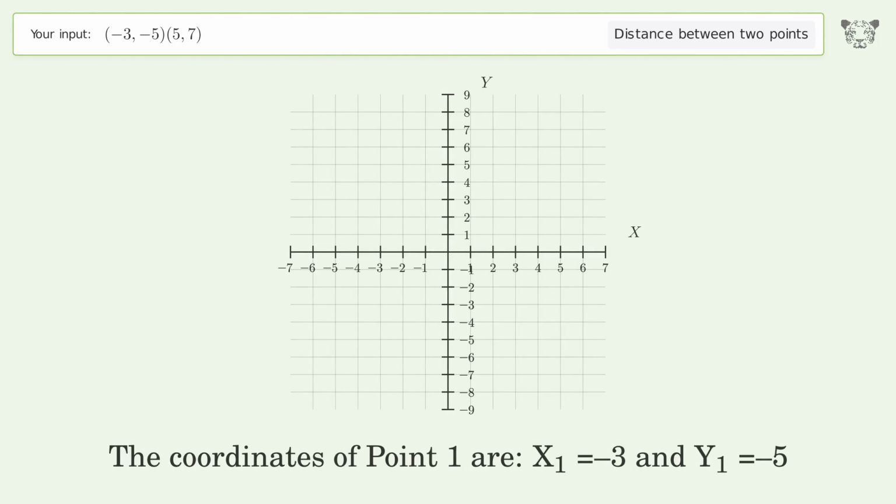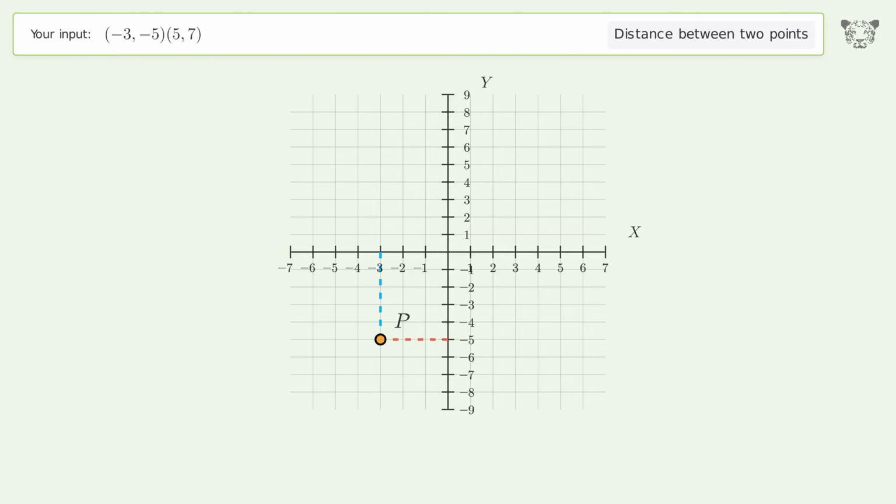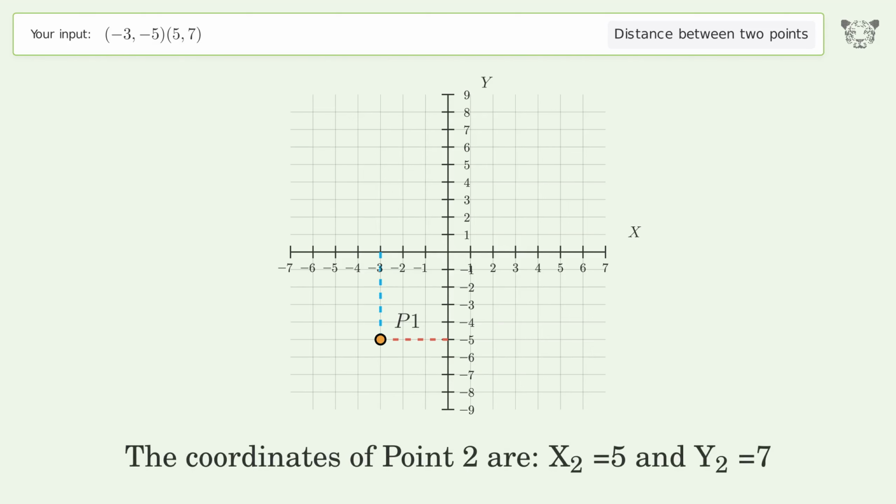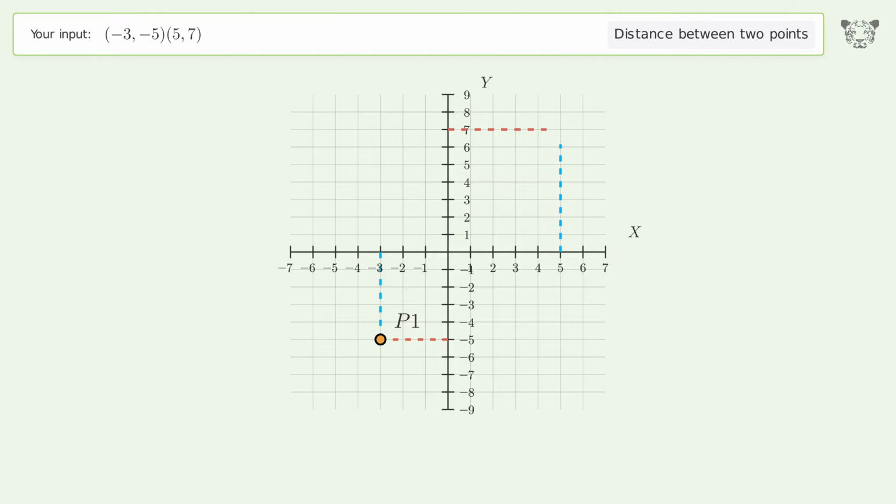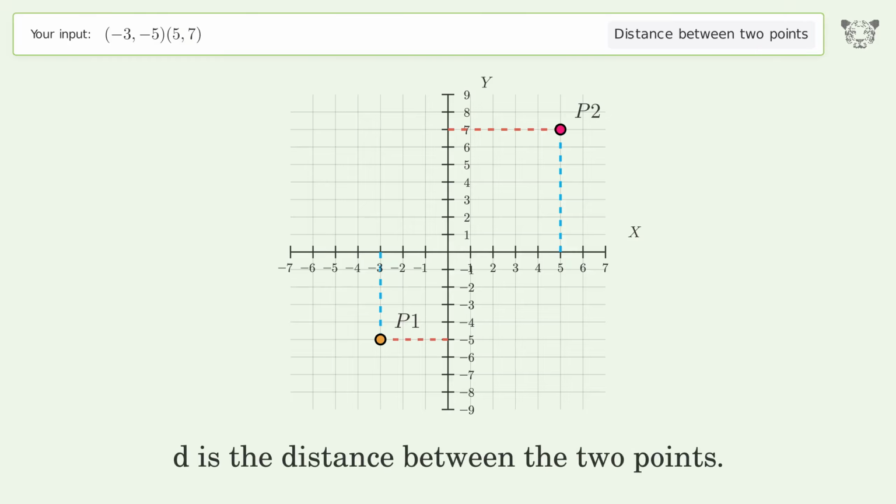The coordinates of point 1 are x1 equals -3 and y1 equals -5. The coordinates of point 2 are x2 equals 5 and y2 equals 7. D is the distance between the 2 points.